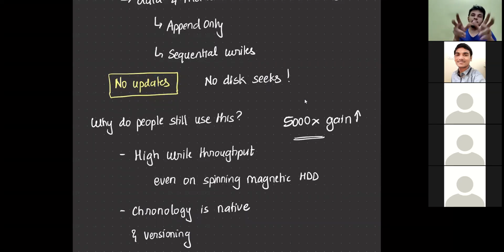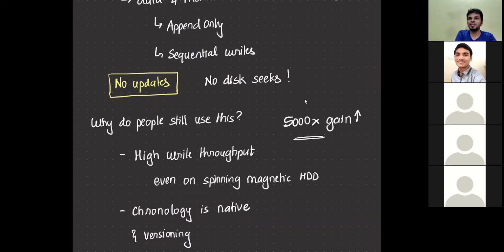Why disk seeks? Because disk seek is the most expensive part when you're doing disk IO with magnetic storage, with a spinning hard disk. That's where it is the most expensive. So log structured storage leverages that.